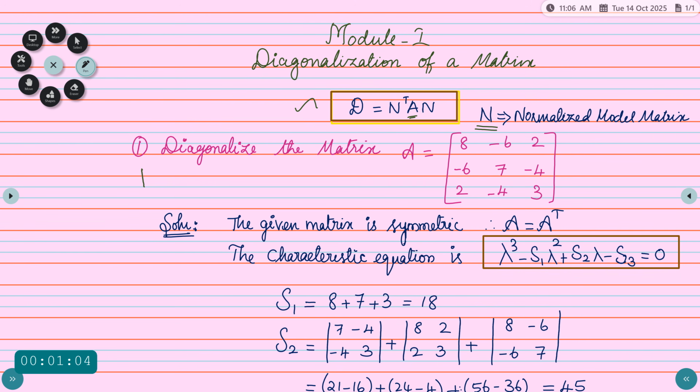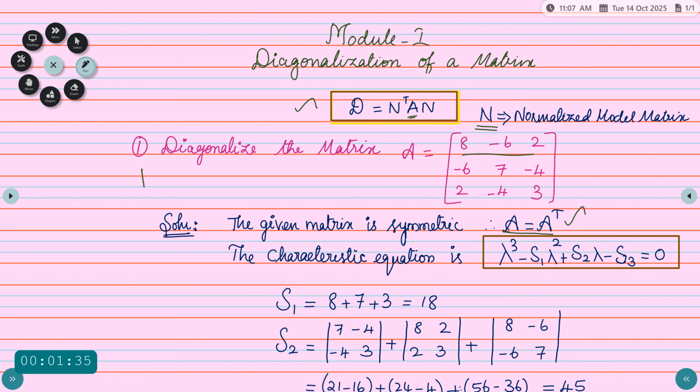So, see the problem. Diagonalize the matrix A equal to [8, -6, 2; -6, 7, -4; 2, -4, 3]. This is the given matrix, taken as A. Next, we have to check whether the given matrix is symmetric or not. Row into column, we get the same matrix. So A equal to A transpose, the given matrix is symmetric.